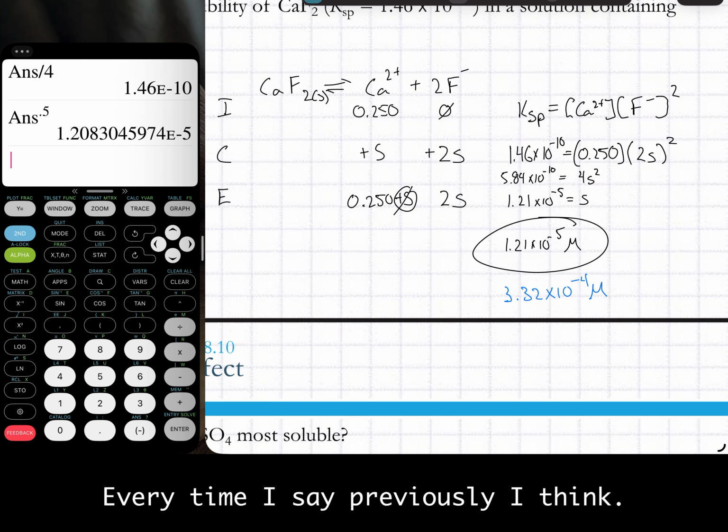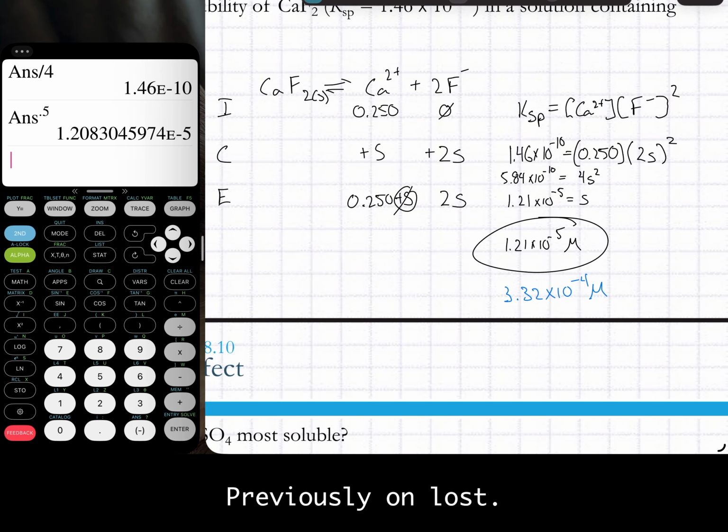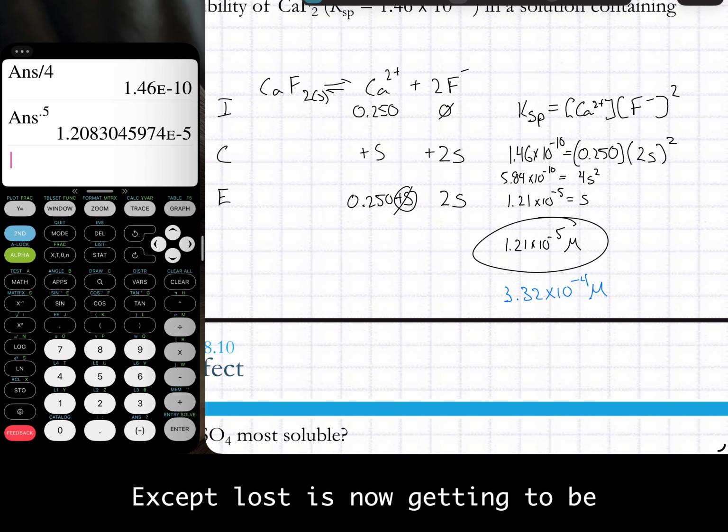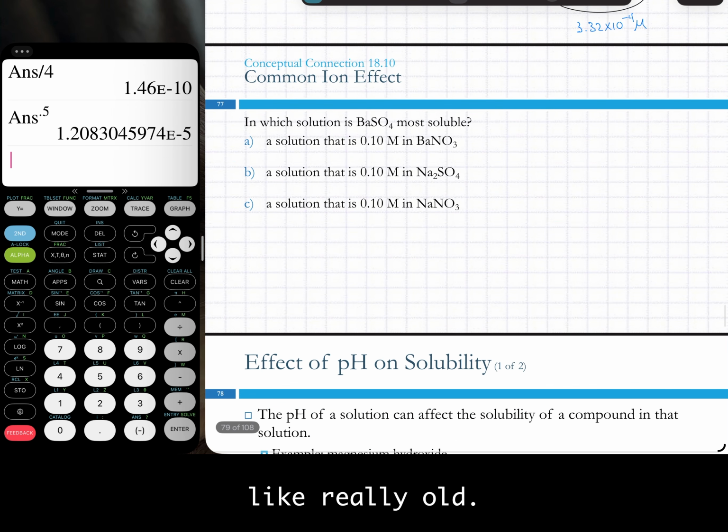Every time I say previously, I think previously on Lost. Except Lost is now getting to be like really old.